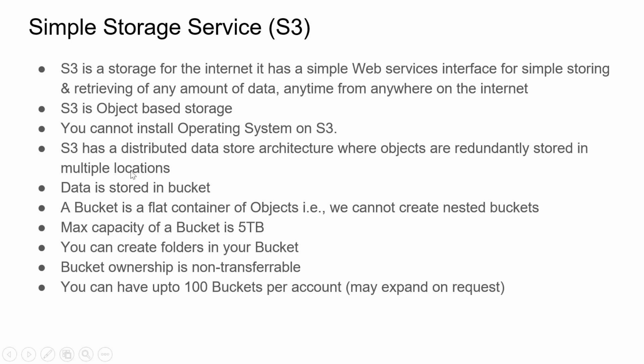S3 has a distributed data store architecture where objects are redundantly stored in multiple locations. That means S3 is a service which can be accessed globally, from anywhere in the world. Whereas an EC2 instance, for example, if you created it in the Mumbai region, you can access it only from the Mumbai region. But S3 is not like that. It is a global service. When you create an EC2 instance in a region, it will be shown as Mumbai, right? But when you create the S3 service, the region will be shown as global. So anywhere in the world you can connect and use it.